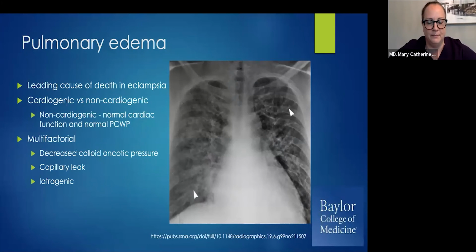Okay, pulmonary edema. This is the other complication that I want to spend a little more time on, because we see it fairly commonly, and it's probably the most common reason for preeclamptic patients to require intensive care unit level of care. Pulmonary edema is the leading cause of death in eclamptic patients. And it's important to know that it can be cardiogenic versus non-cardiogenic.